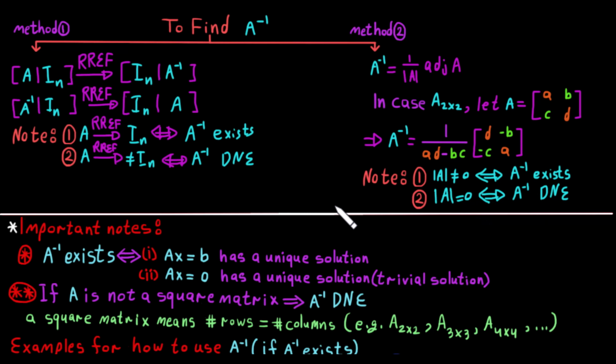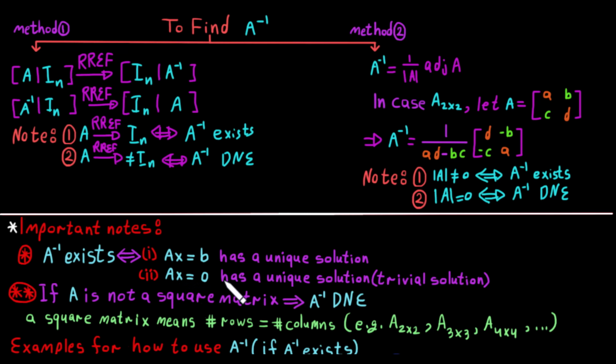The important note here: if A inverse exists and you have the system AX equals B or AX equals 0, then you have to know you have a unique solution. So this, they called it a non-homogeneous system. This, they called it a homogeneous system because here it's 0. Here it's a 0 vector, but here it's not a 0 vector. So this one, they called a homogeneous system.